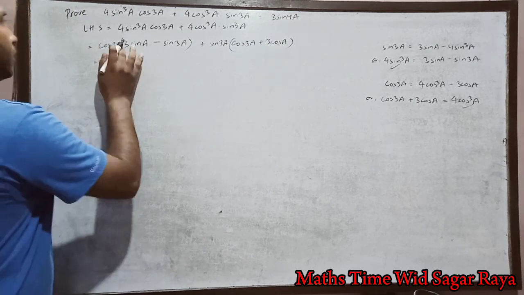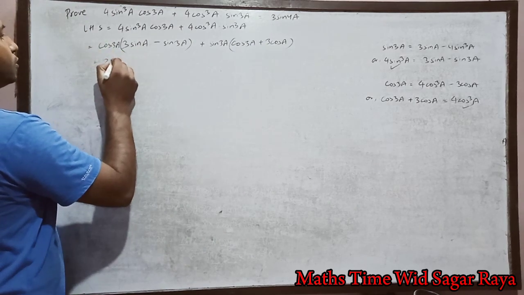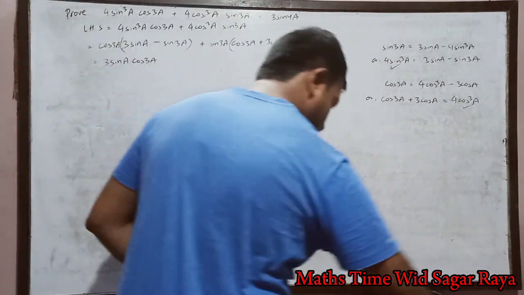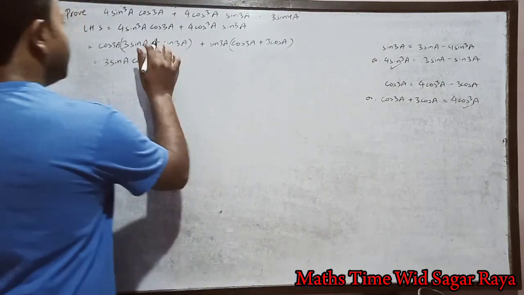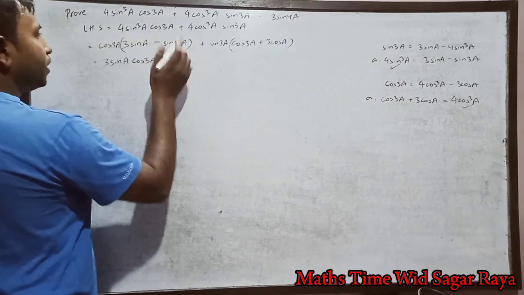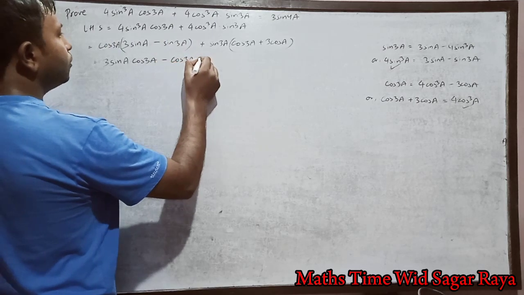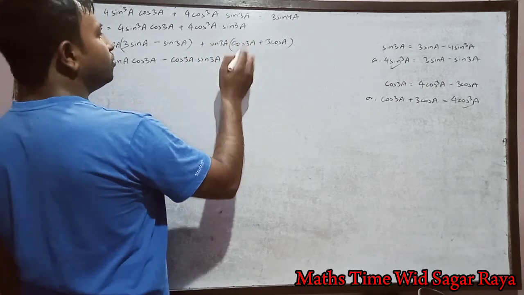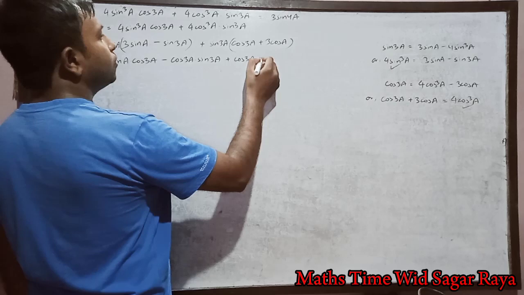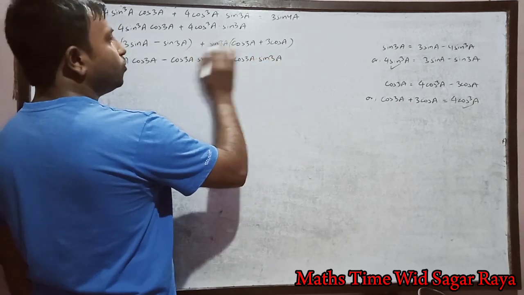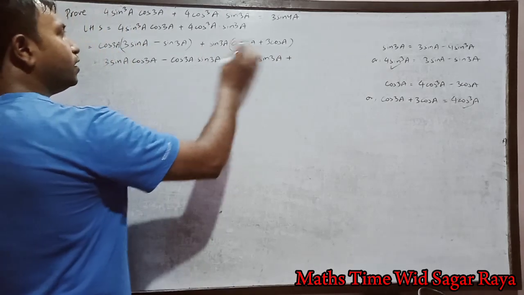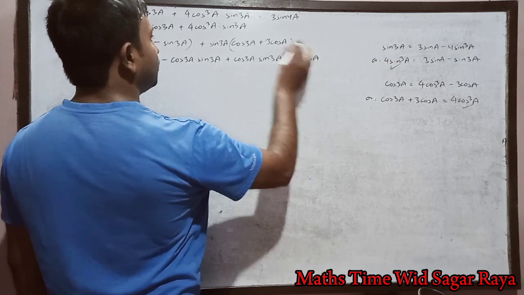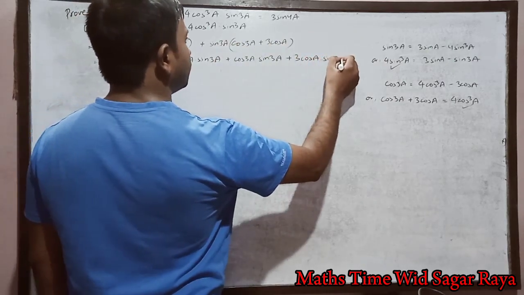Now let's multiply. 3 sin a into cos 3a is 3 sin a dot cos 3a. Similarly, minus, now cos 3a into sin 3a is cos 3a dot sin 3a. Now plus and plus, it will be positive. So sin 3a into cos 3a means cos 3a dot sin 3a. Now here also plus, sin 3a into 3 cos a means 3 cos a dot sin 3a.